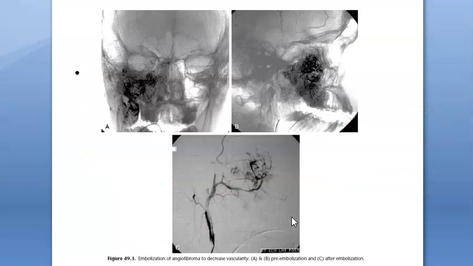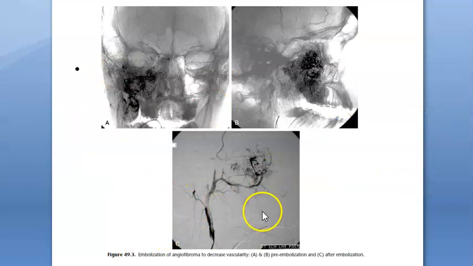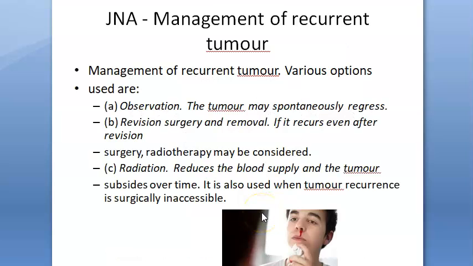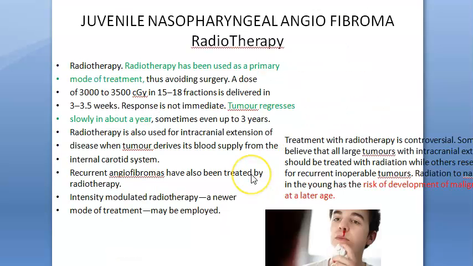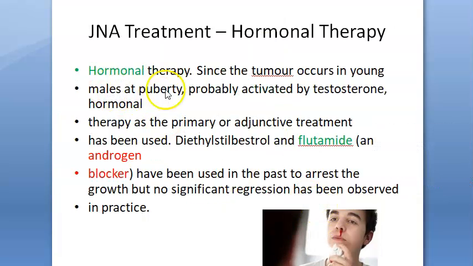So do one thing. They will do embolization before they do the surgical excision, so that there won't be much bleeding. If it is recurrent, what will they do? Radiotherapy, right? But they don't like this radiotherapy. They are saying it can risk the development of malignancy at a later age. So they don't want to actually do that.